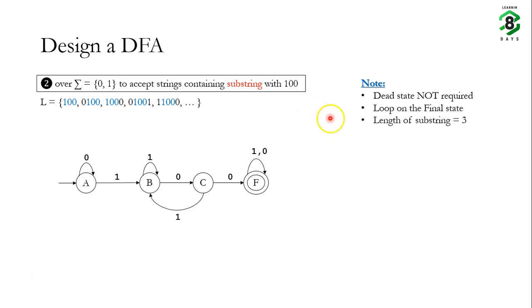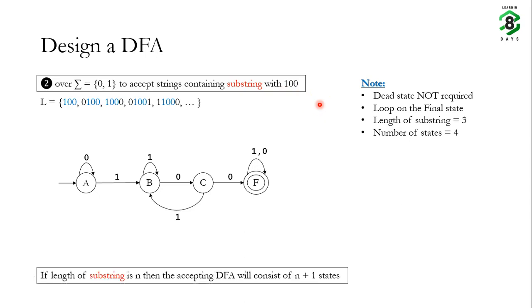The length of the substring being 3, we needed 4 states. So in general, if you are asked in your question to design a DFA which contains a substring of length n, then you should understand that your DFA will consist of n plus 1 states. And also these 2 points are important: in such cases there will be no dead state and there will be a loop in the final state.